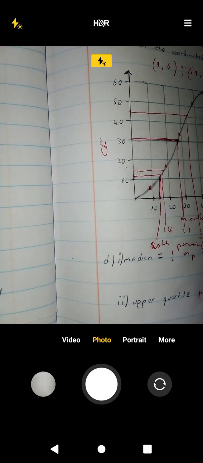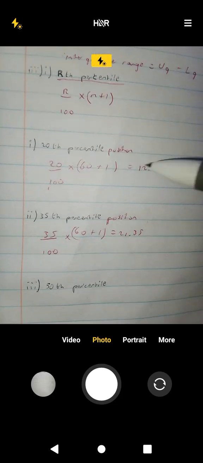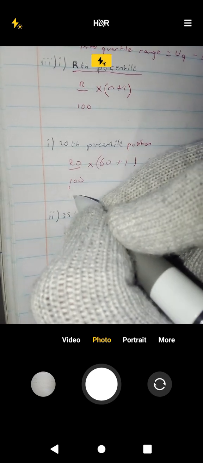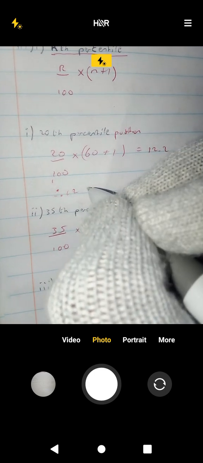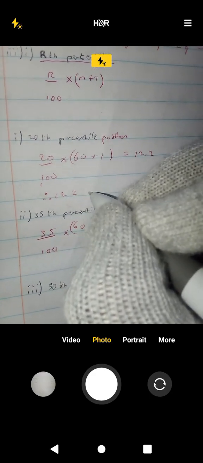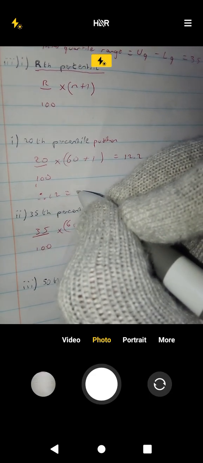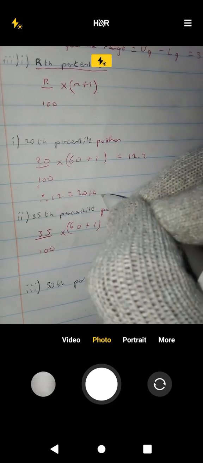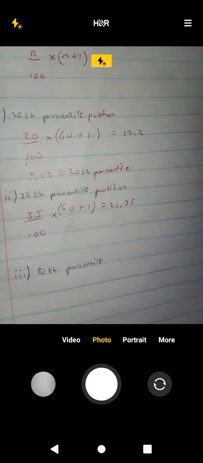So I could perhaps come here and then conclude that therefore 12 is the 20th percentile.